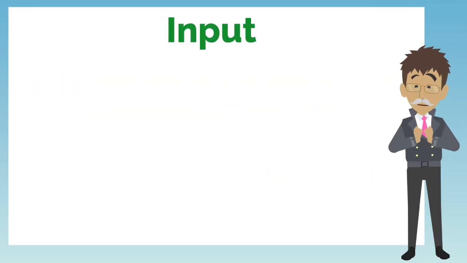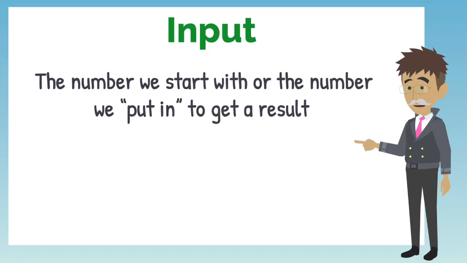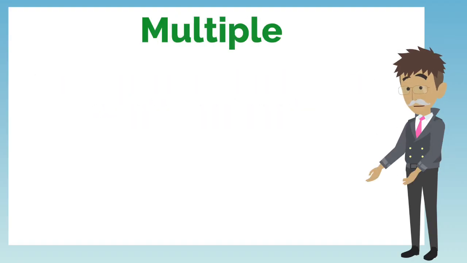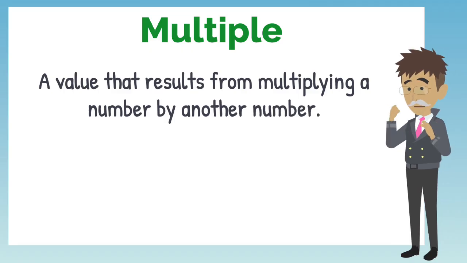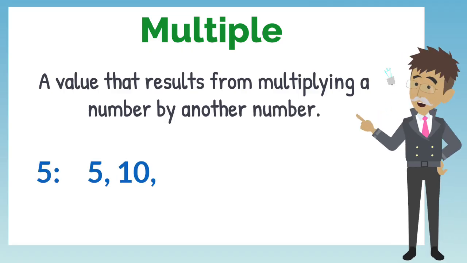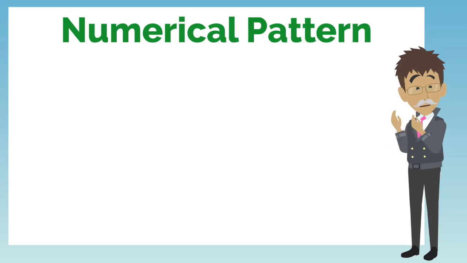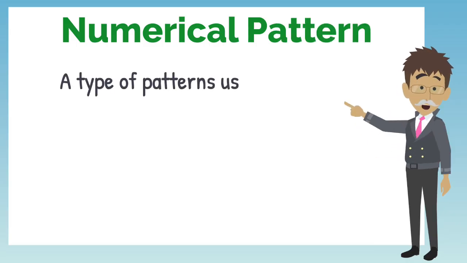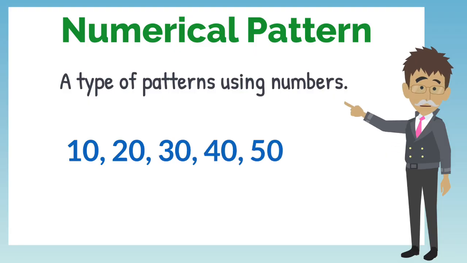Input. The number we start with or the numbers we put in to get a result. Multiple. A value that results from multiplying a number by another number. The first 6 multiples of 5 are 5, 10, 15, 20, 25, and 30. Numerical pattern. A type of pattern using numbers such as 10, 20, 30, 40, 50.